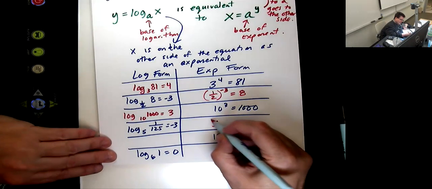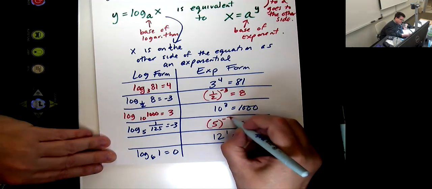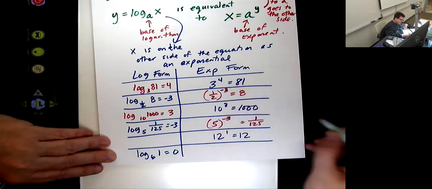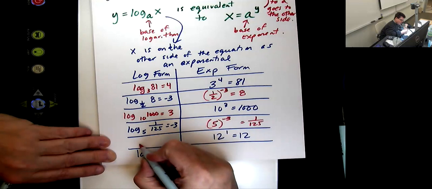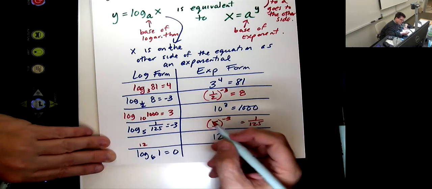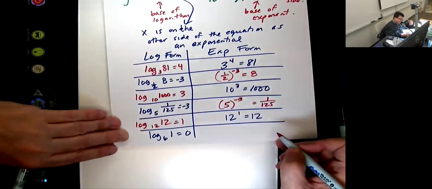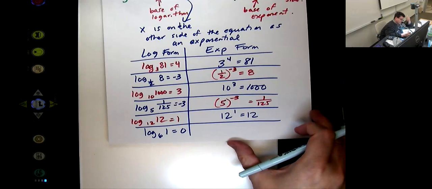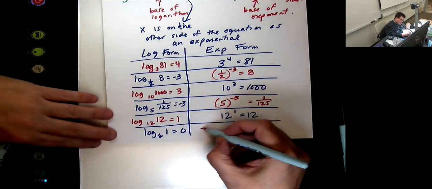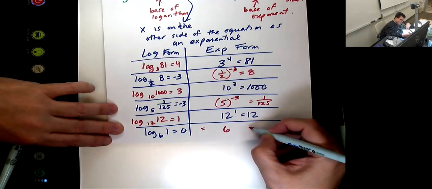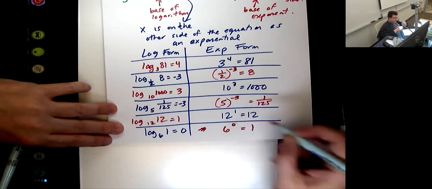The base here is 5. The 1/125 goes to the other side, and the -3 comes to the base. Base here is 12. The 1 goes to the other side, and the other side comes over. And here, the base here is 6. The 1 goes to the other side. And the 0 comes over as the exponent.